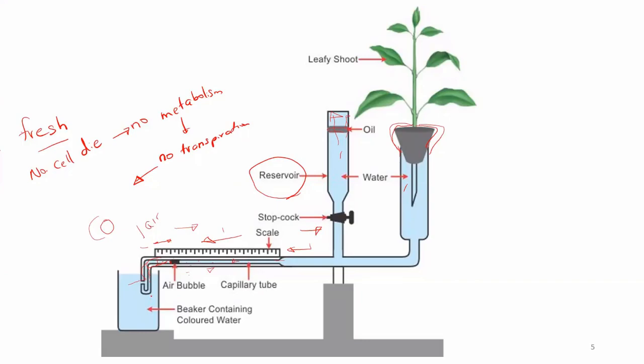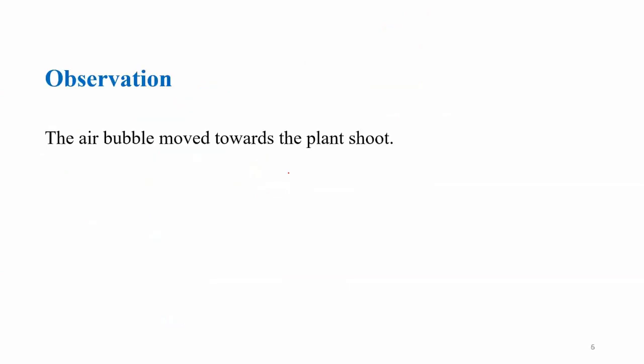Observation. Air bubbles form. Yeah, good. The observation is that the air bubbles move in this direction through the shoots. Okay, the air bubble movement through the shoots. That's the observation: air bubbles move towards the plant shoots.